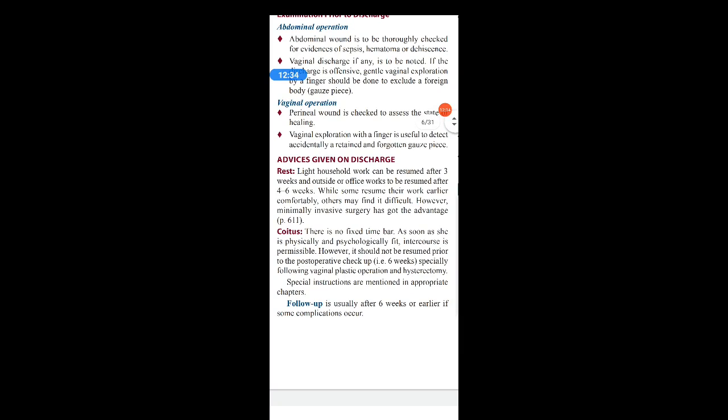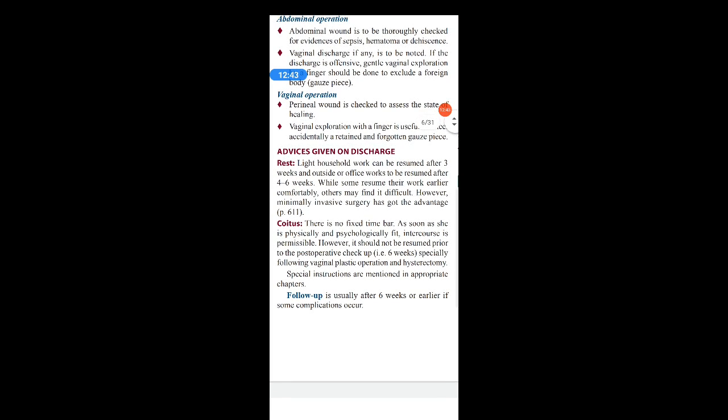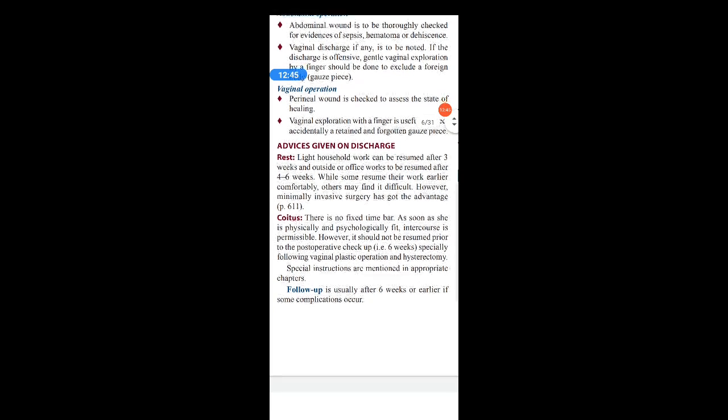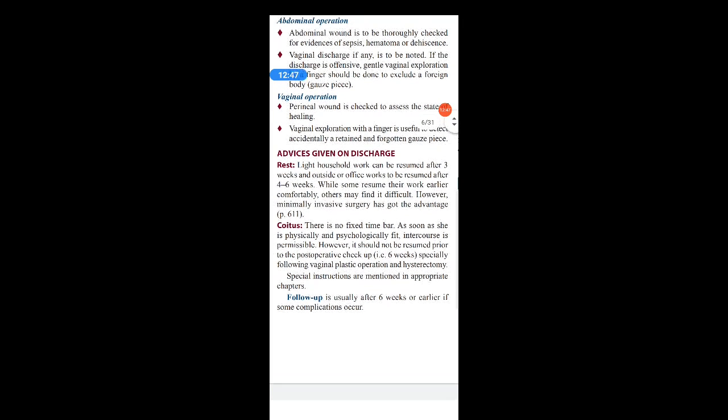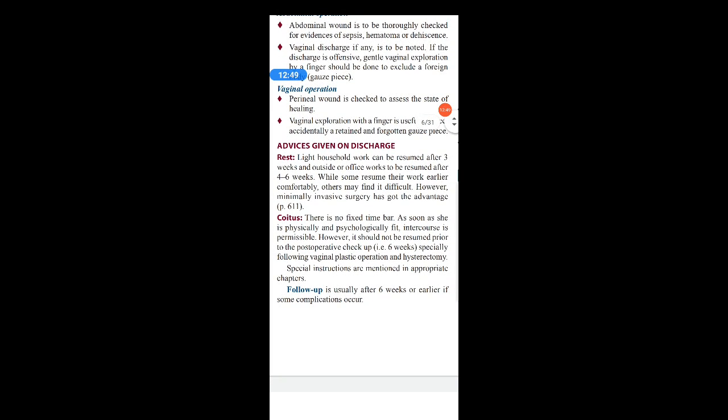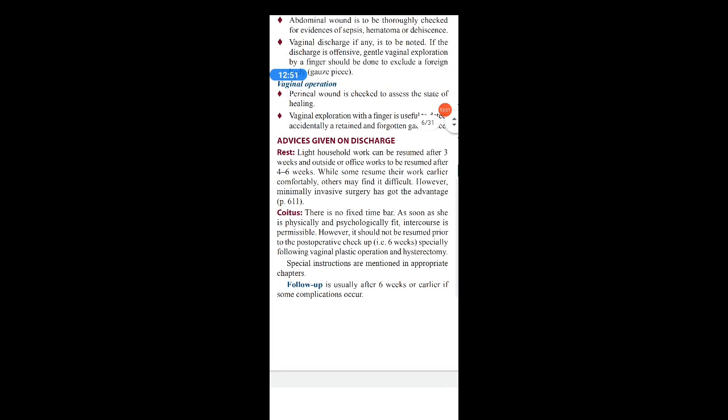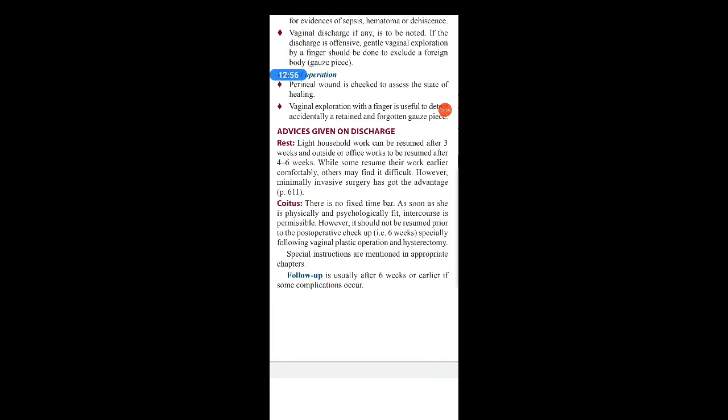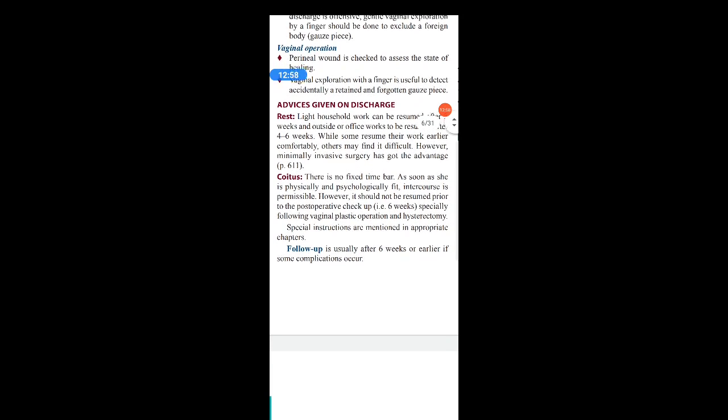Then advice given on discharge. So what all the advice we can give the patient on the day of discharge. First is rest. Light household work can be resumed after 3 weeks, or outside or office work to be resumed after 4 to 6 weeks. While some resume their work earlier comfortably, others may find it difficult. However, minimally invasive surgery has got the advantage.